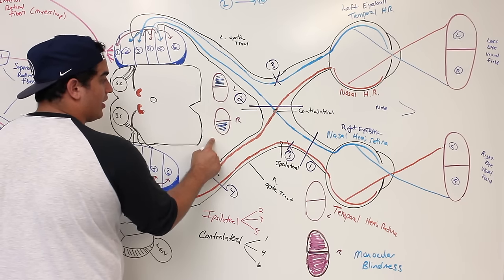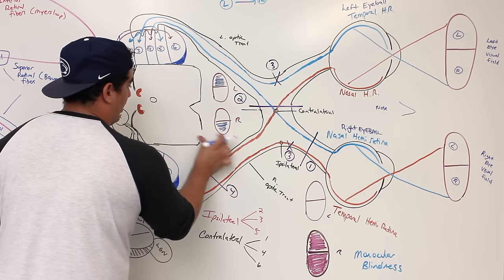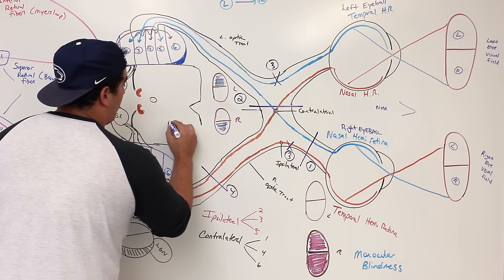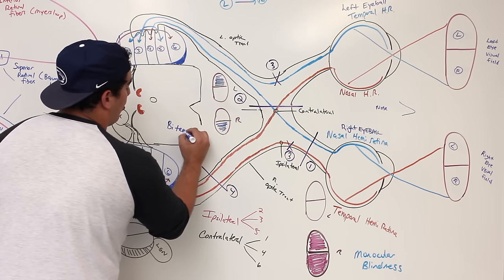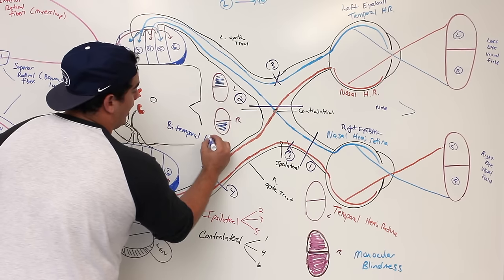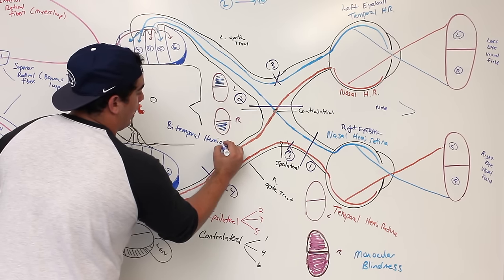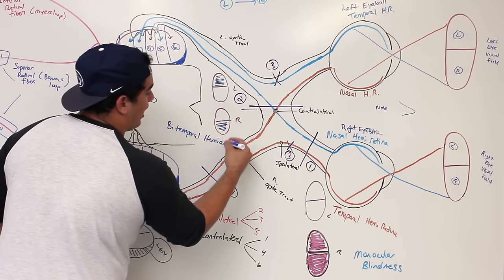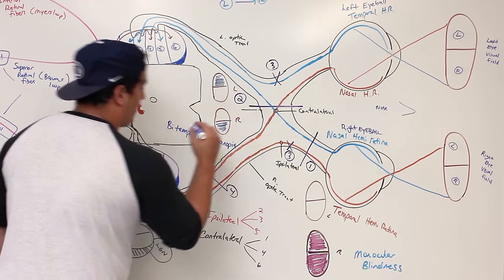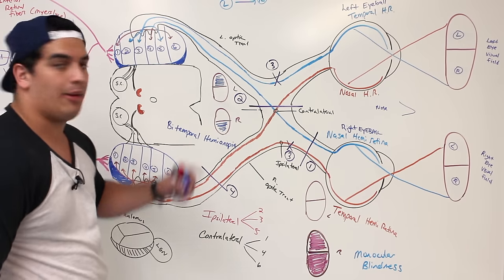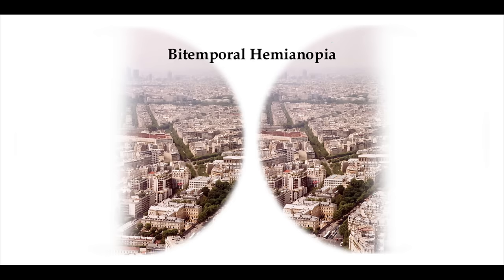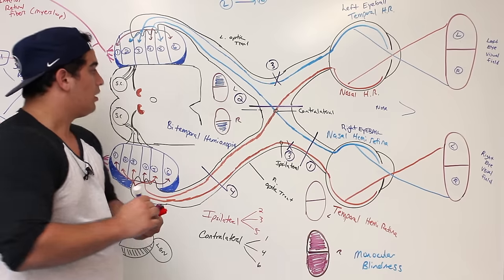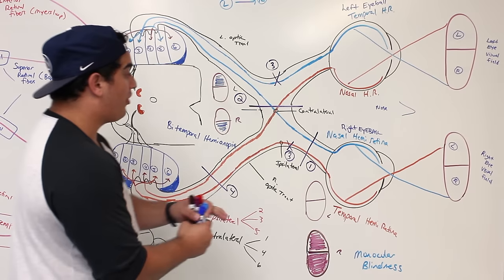The temporal fields. This is called, they got a heck of a name for this one. They call it bitemporal hemianopia or hemianopsia. You can even say it like that. So bitemporal hemianopia. Okay, that's done. What about three?